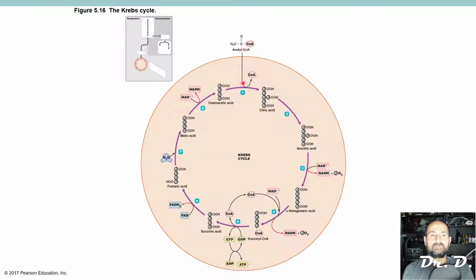Your acetyl-CoAs enter the Krebs cycle, and when they enter the Krebs cycle, the acetyl-CoA joins forces. It actually gets attached to this molecule called oxaloacetic acid, also known as oxaloacetate. I hope you guys are understanding that molecules that end in ate can also be called ic acid. So right here, oxaloacetic acid is the same thing as oxaloacetate. Citric acid is the same thing as citrate.